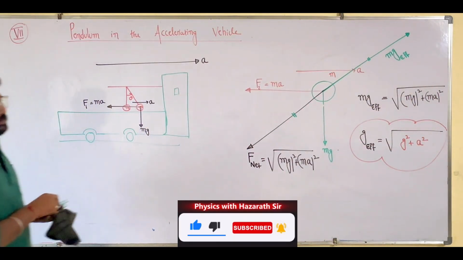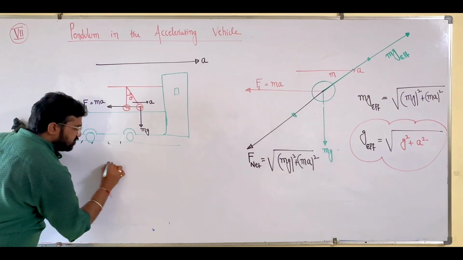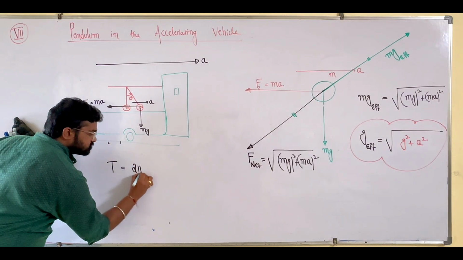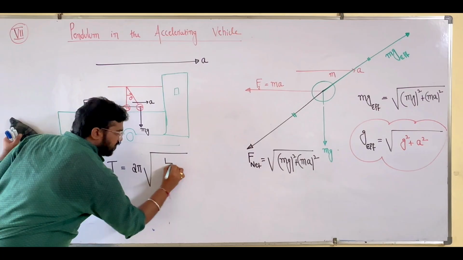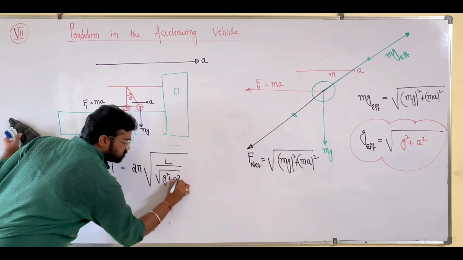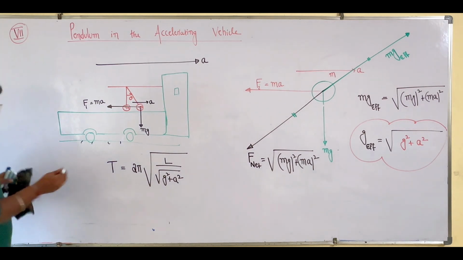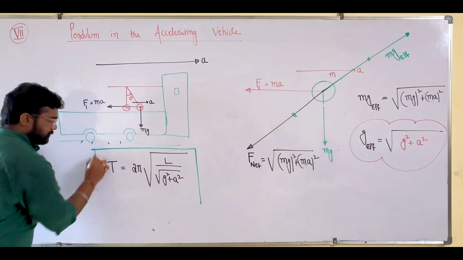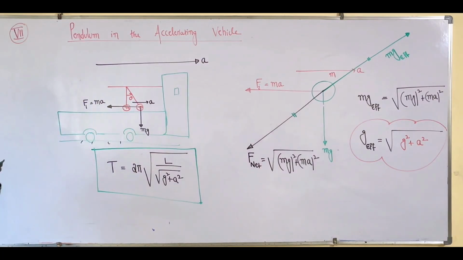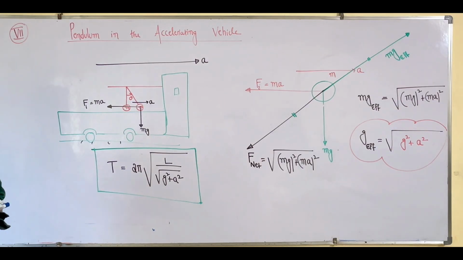So what is the time period of oscillation? T equals 2 pi square root of L by square root of G square plus a square. This is the time period of oscillation of a simple pendulum in an accelerating truck. Next.